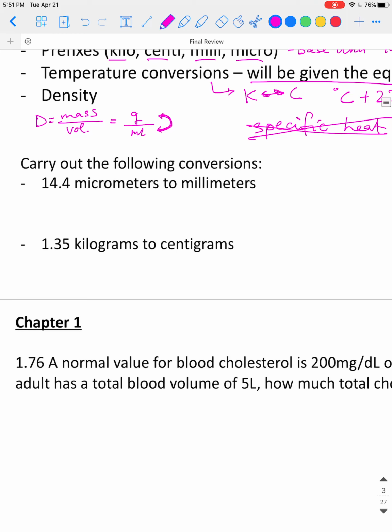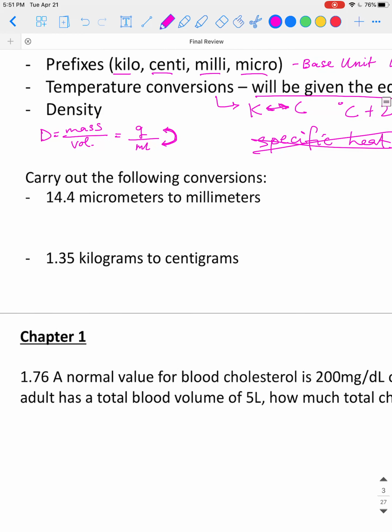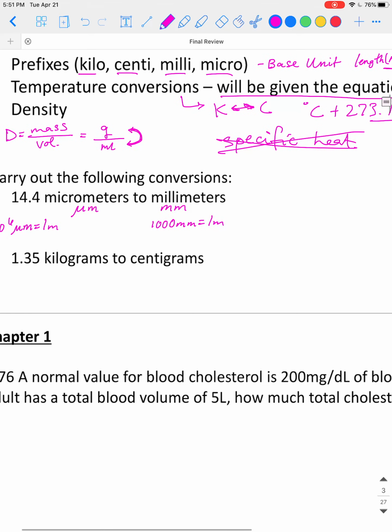Okay. Real quick, we'll do some example conversions here. Carry out the following conversions. 14.4 micrometers. Remember, the abbreviation for micrometer is that U with the fun tail. So micrometer to millimeter. All right. So we need to know the relationship that there are 10 to the 6th micrometers in 1 meter. And we need to know that there are 1,000 millimeters in 1 meter. Okay, if you want to go directly from micrometers to millimeters, go for it. I'm going to go to meters first.